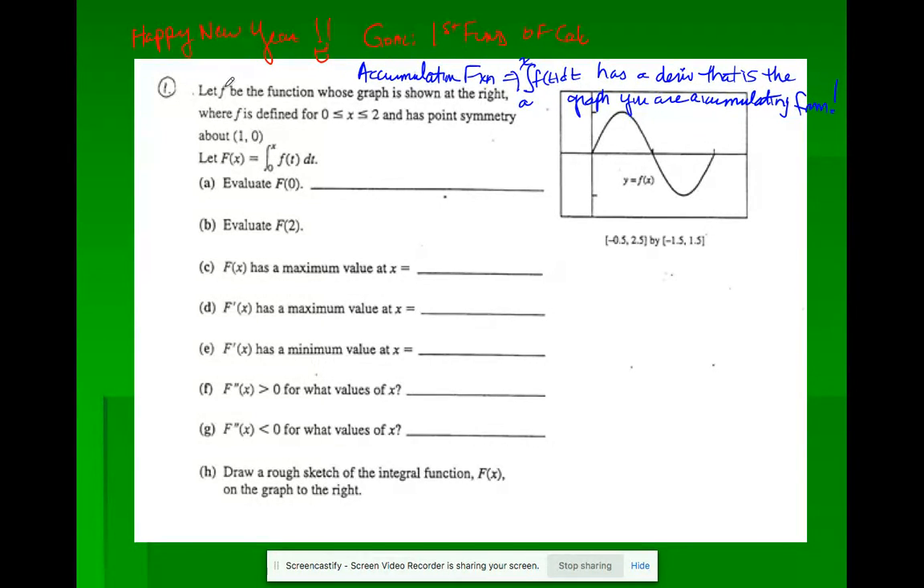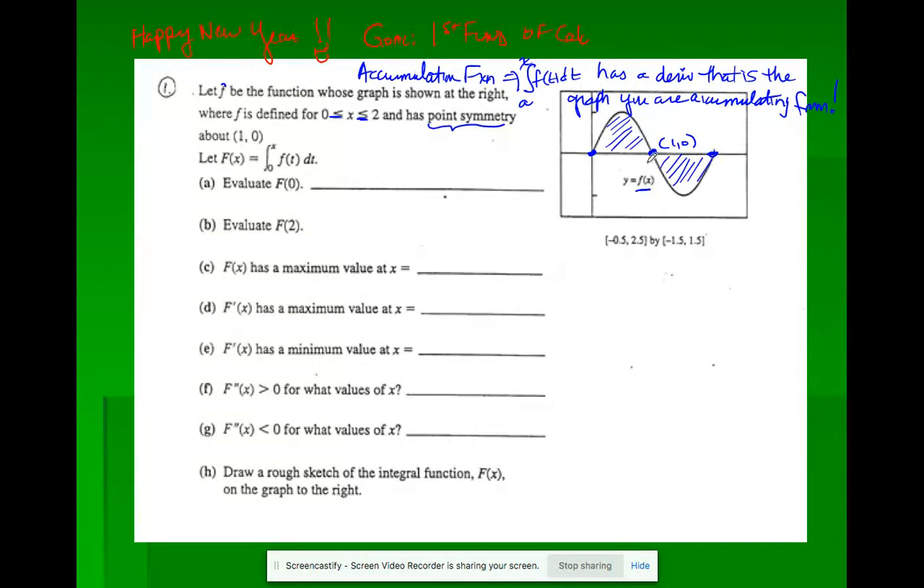So when this says let little f be the function whose graph is shown at the right, so this is little f, defined between 0 and 2. Make note of when it's defined, where they're going to ask you to accumulate, between 0 and 2 included, has point symmetry about the point 1 comma 0. So think about what that would mean. If they're telling us the graph starts at 0, ends at 2, but has point symmetry around the point 1, 0, think about what that means for accumulation.